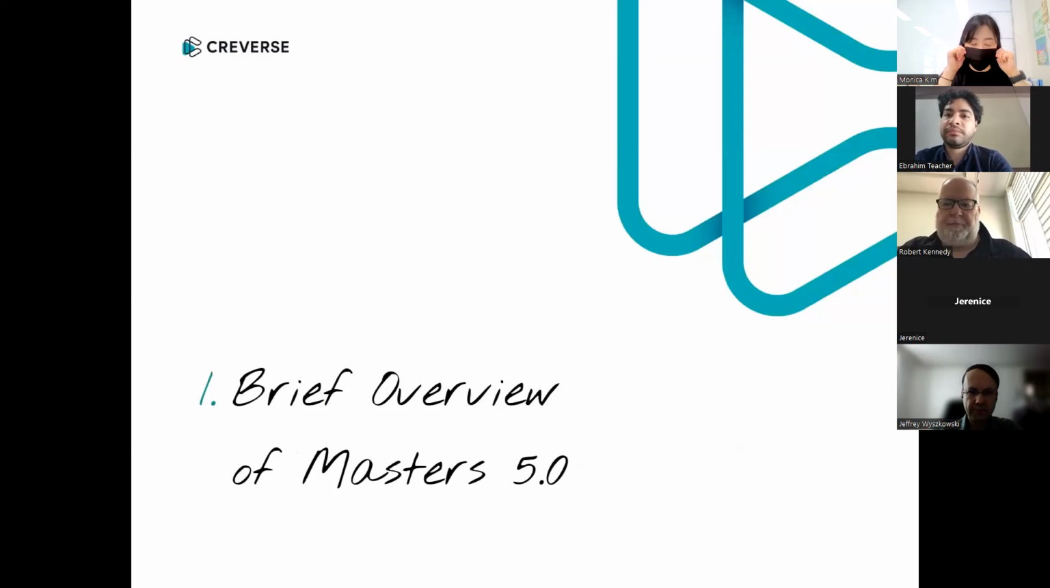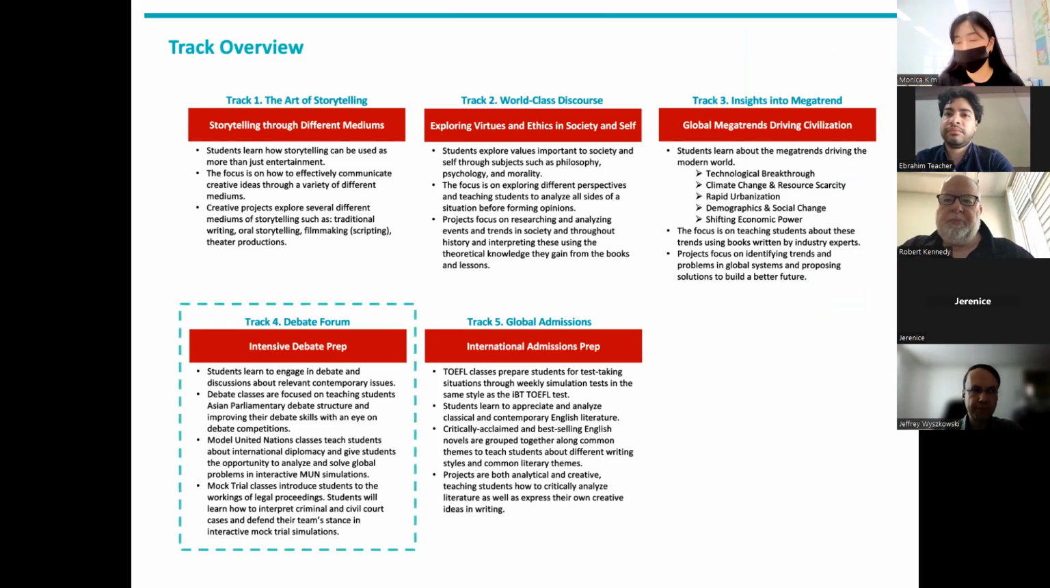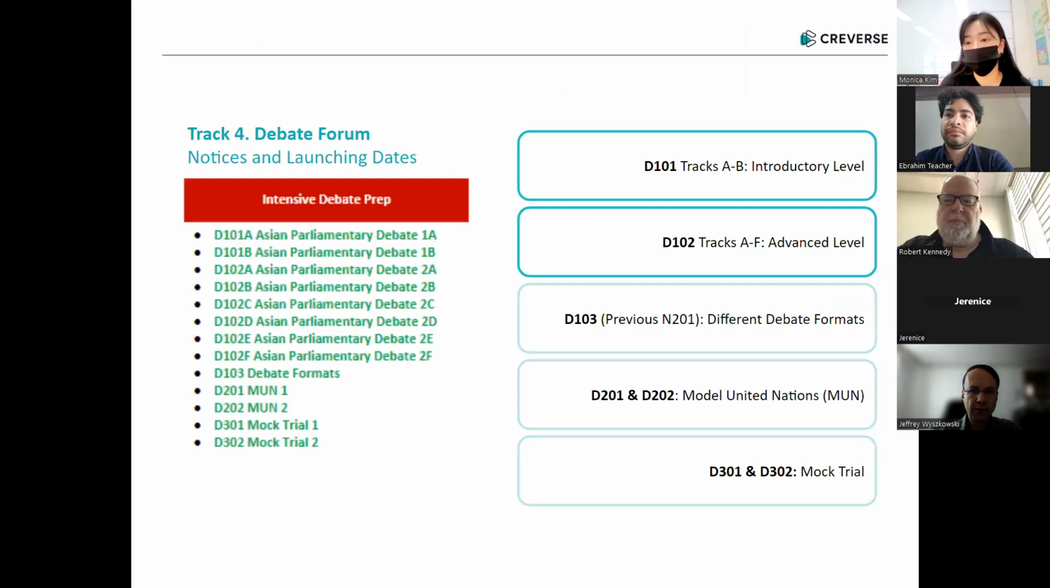So to begin, a brief overview of Masters 5.0. Currently in our Masters 5.0 classes, we have 5 different tracks. Today, the track that I'm going through with you is track 4, the debate forum track, and inside the debate forum track, you've got all these different classes.